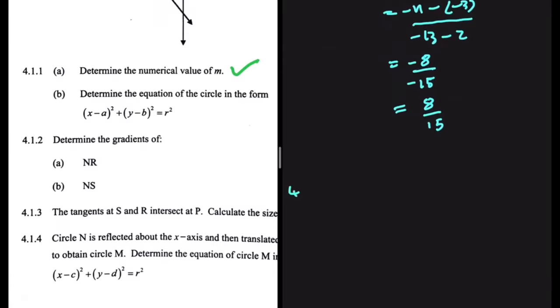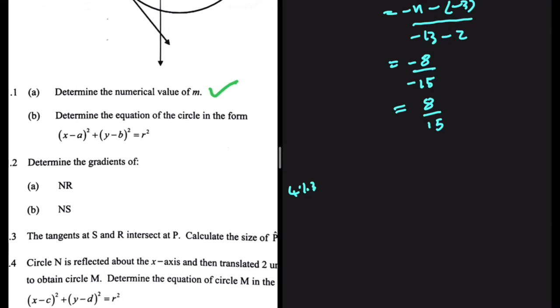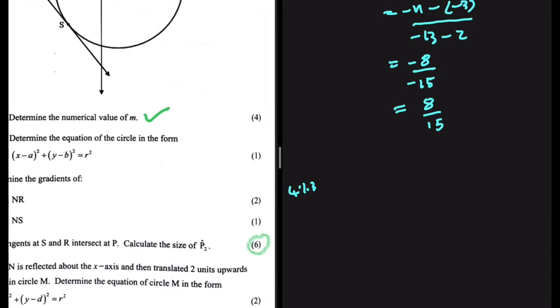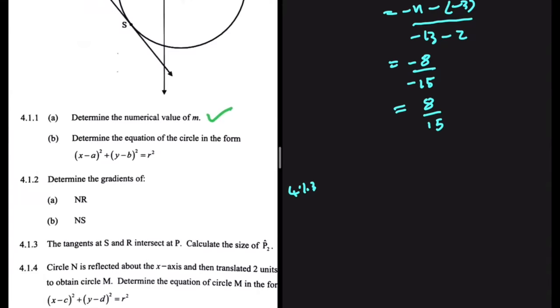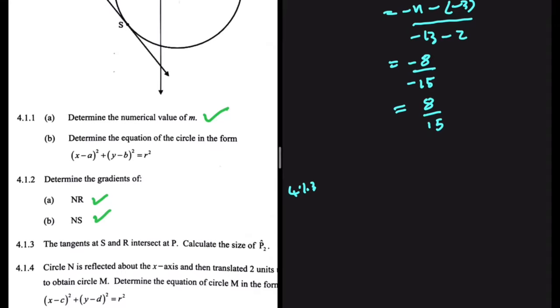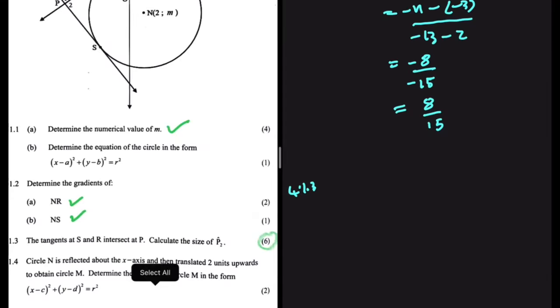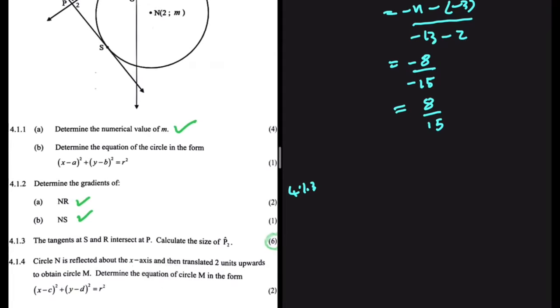The question that follows, 4.1.3. The tangents at S and R intersect at P. Calculate the size of P2. 6 marks. So maybe we're calculating the gradients of NR and NS so that we can answer 4.1.3. Because without us calculating the gradients of NR and NS previously, 4.1.3 probably has 9 or 10 marks. So it makes sense that we had to calculate the gradients of NR and NS so that we can use them to then find the size of angle P2.